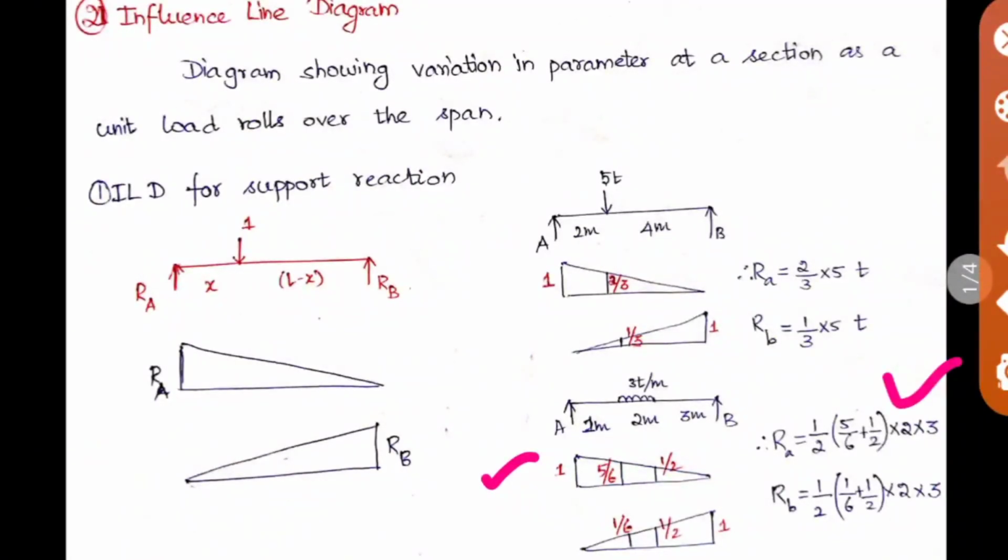So now you see this calculation. It is the area of a trapezoid, because here the UDL is having this area, no? So this is the area of a trapezoid. The area of the trapezoid formula is nothing but half into (a plus b) into h. So half into (5 by 6 plus 1 by 2) into h. h is nothing but the length or height of that trapezoid. So here the length of the UDL is 2 meters, so into 2 and into the load intensity, that is 3. So you will be getting a value for RA.